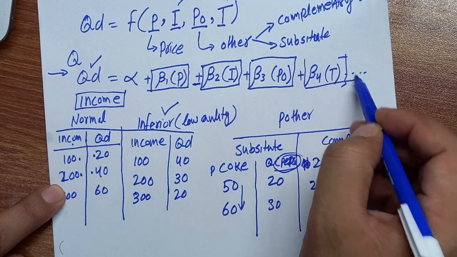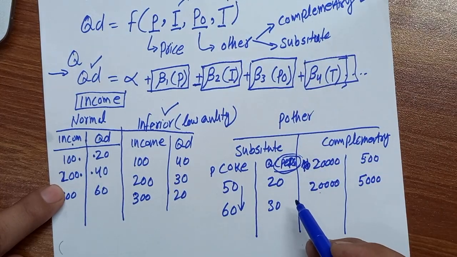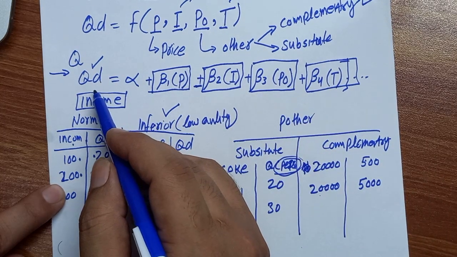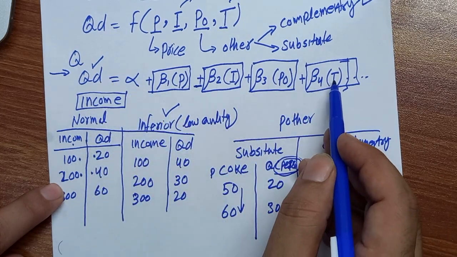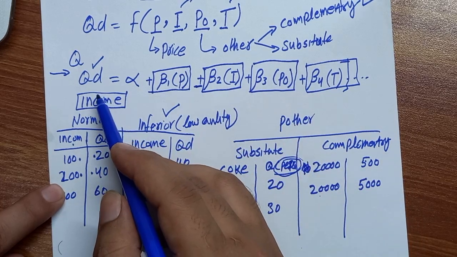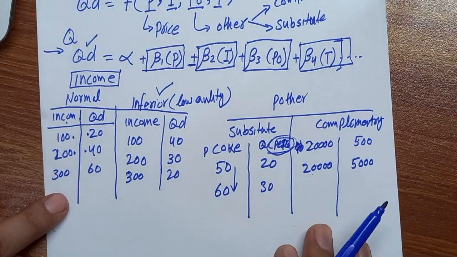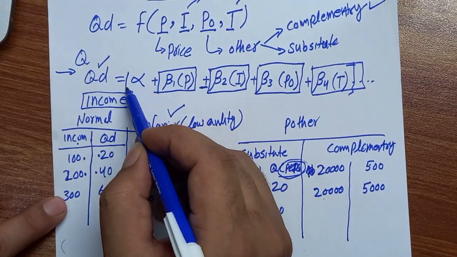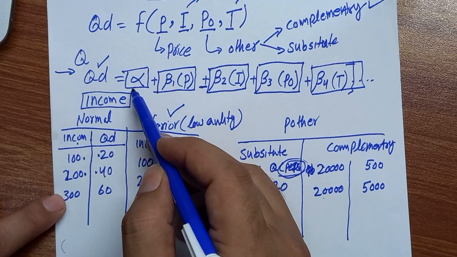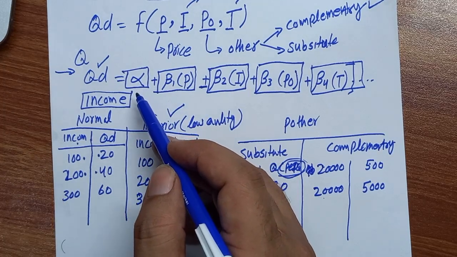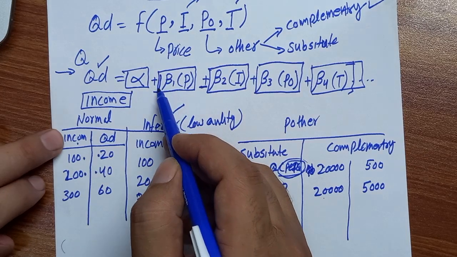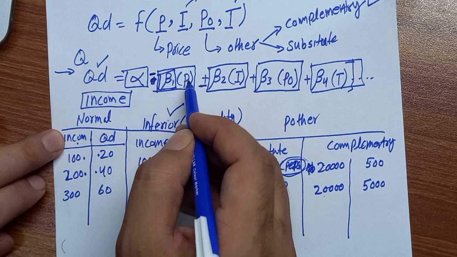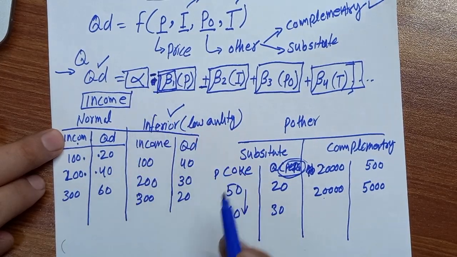The taste always has a positive relation with quantity of demand. When the taste is good, the people will buy more of your product. So here we also have alpha, which is constant, and its value will always be given, but here we have beta, and we have a negative relation with price, so I will put a minus here.